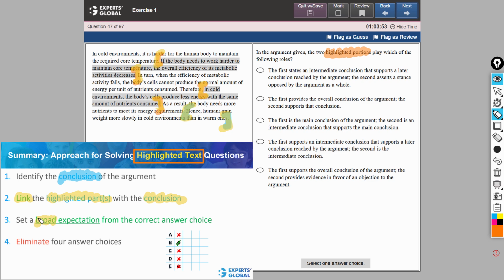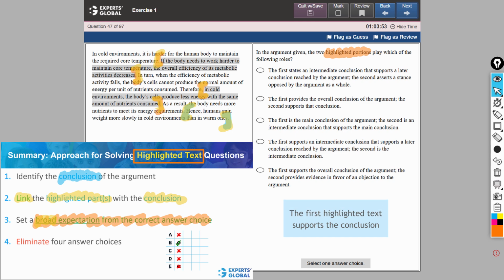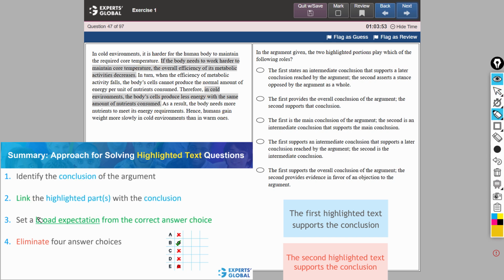the conclusion. Therefore, our broad expectation from the correct answer choice is on the lines that the first highlighted text supports the conclusion and the second highlighted text also supports the conclusion. Remember, this is our broad expectation. We are never going to get an answer choice that says exactly the same thing. Some reasoning would always be needed.